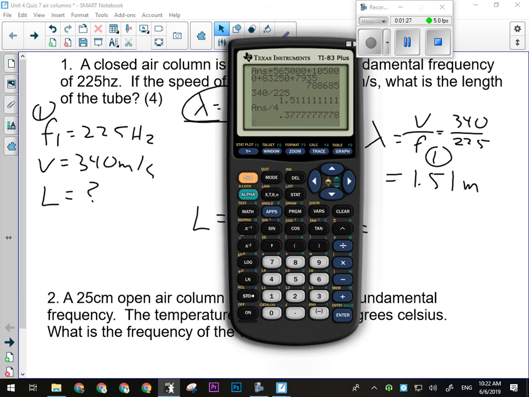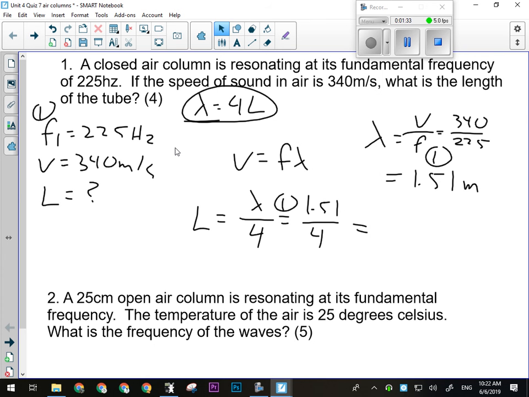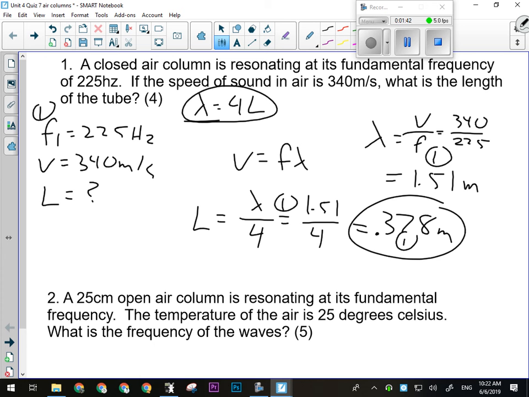So our final answer here to 3 significant figures is 0.378 meters for the length of the tube. Fourth and final mark there. Questions on that one? Well, yes, absolutely. If they have 3.78 times 10 to the minus 1, that's fine.